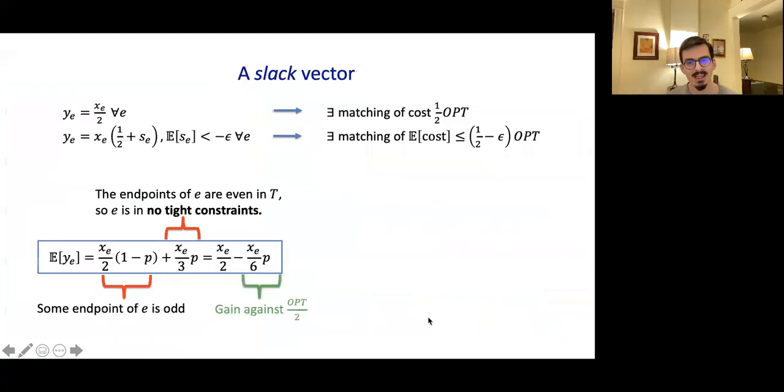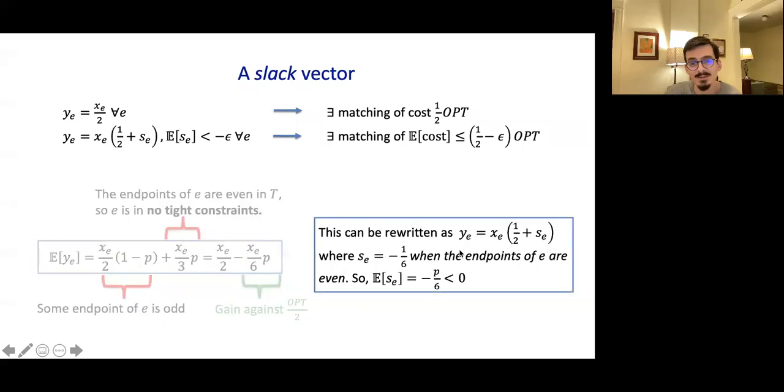So to rewrite this idea a tiny bit, I can start at this feasible point x_c over 2 everywhere, which gives us a matching of cost half of opt. And if I want to do better, I can actually ask to add a small slack vector, which keeps my point feasible and has negative expectation on all edges. And this would give me a cheap matching. So in the complete graph case, my slack vector is just set to -1/6 when the endpoints of e are even, and this meets the criteria here. It keeps the point feasible, and it has a constant negative expectation.